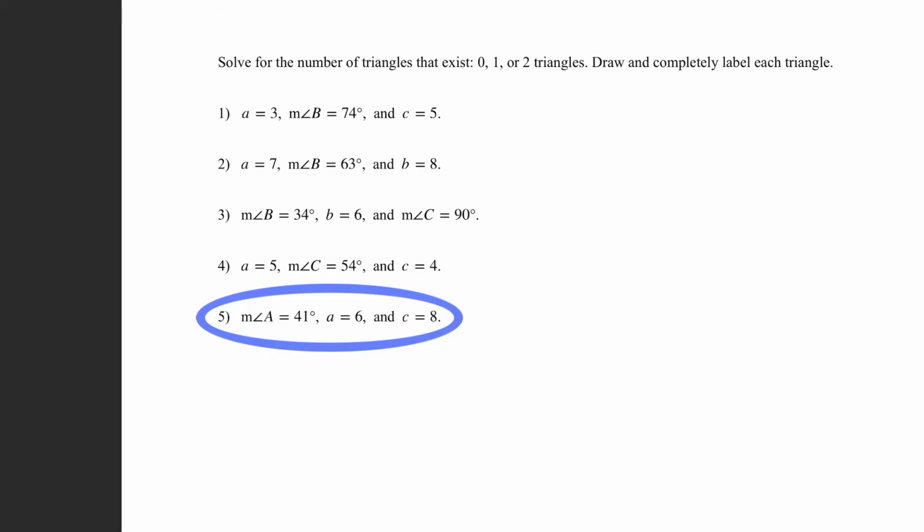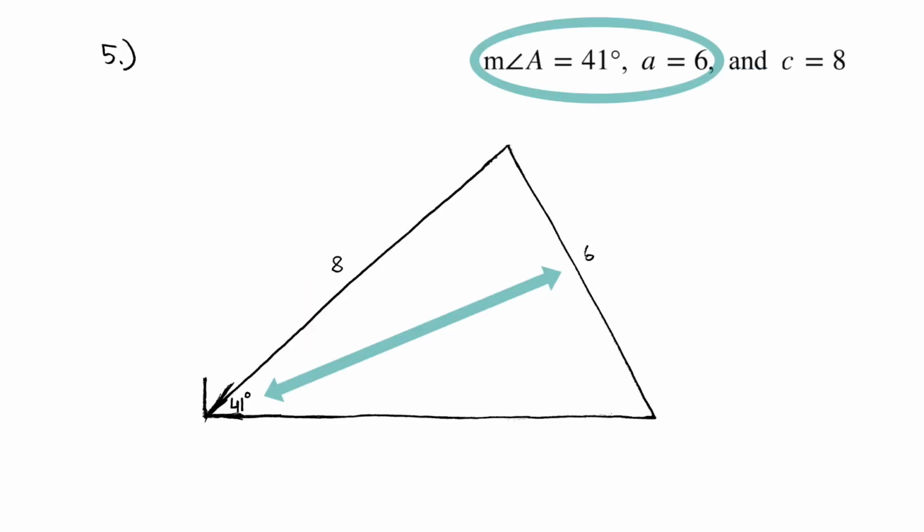Number 5. The measurement of angle A is 41 degrees, side A is 6, and side C is 8. We have an angle and two sides. Furthermore, we have a side opposite an angle. Let's take a look. We have a given side opposite an angle. In addition, it's smaller than the adjacent side.